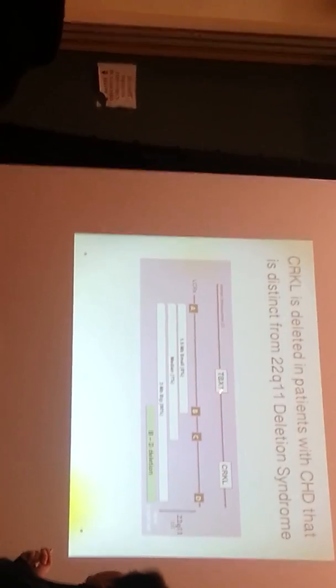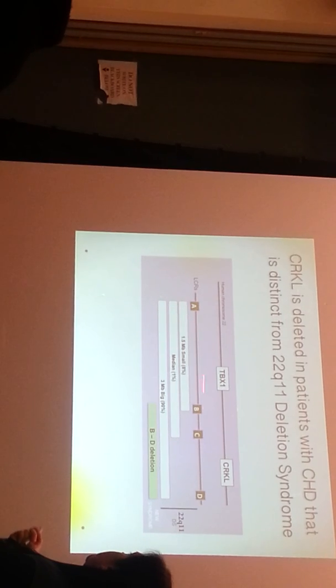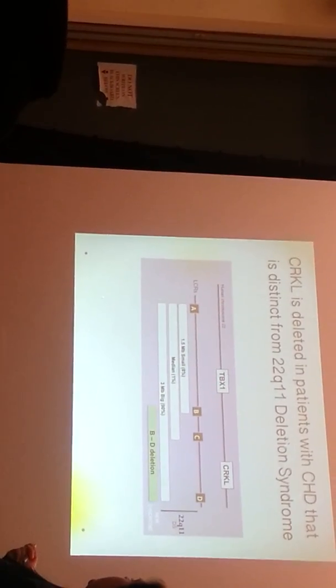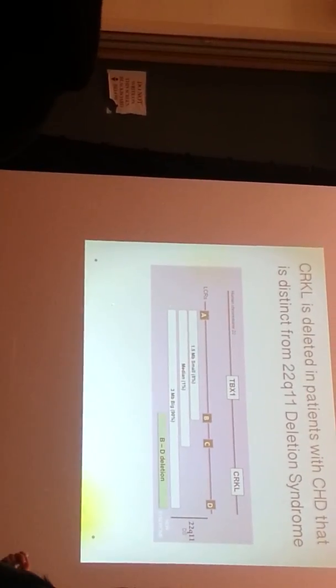So this cartoon shows, again, the representation of chromosome 22, where you can see TBX1 and CRACO. These are the locations in the chromosome. This is low copy repeat A, B, C, D. And these are the types of deletions that are already known in these patients.